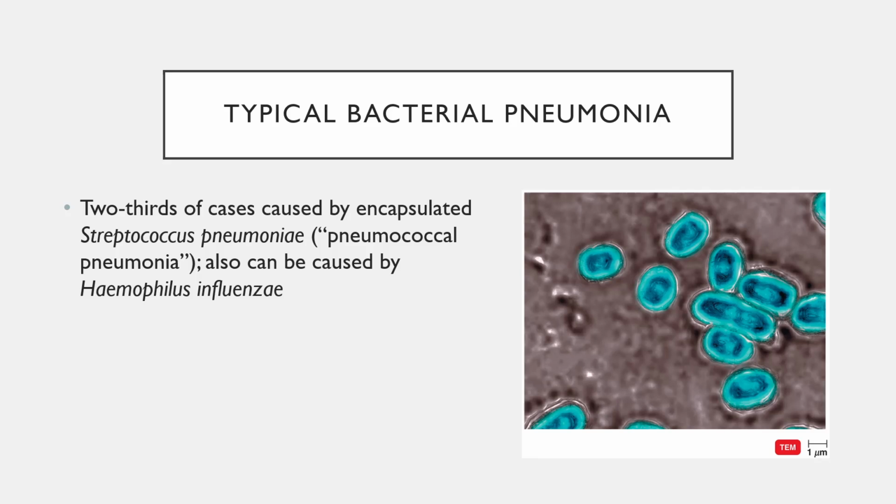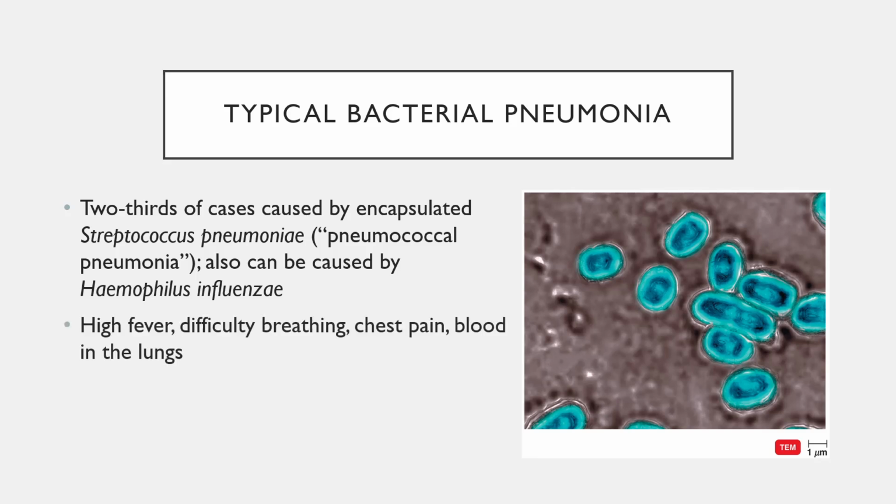The pathogen Haemophilus influenzae is named for the fact that it was once believed to be the cause of influenza, so that's where the species name comes from. But now we know that that's not the case. Flu is caused by a virus, but the name stuck. Bacterial pneumonia is associated with high fever, difficulty breathing, chest pain, and sometimes blood in the lungs.